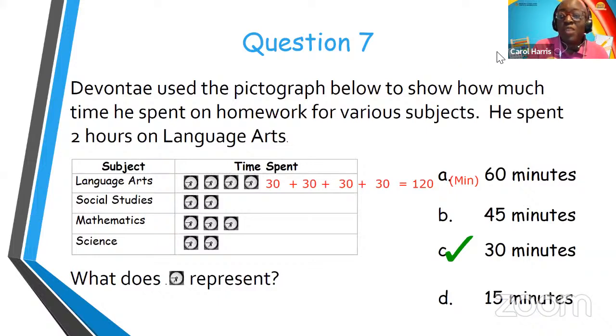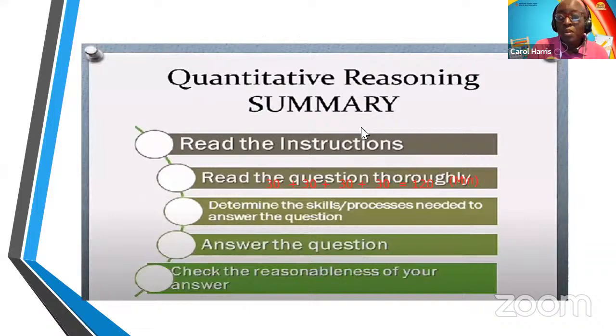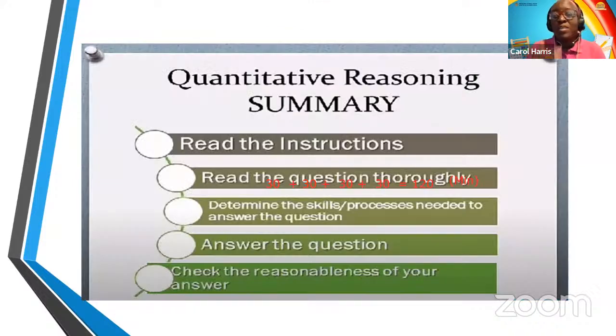Let's see if we have any questions from anyone. Before we go to our questions, quickly let us just wrap up. Remember that in your exam, you must make sure that you read your instructions. Your quantitative reasoning is not going to just come right in your face. Read your question thoroughly, pick out the information given, look out for what they asked you to find, then think about what math I will use to process the information given to get the answer I need. So I need to determine the skills or the processes needed.